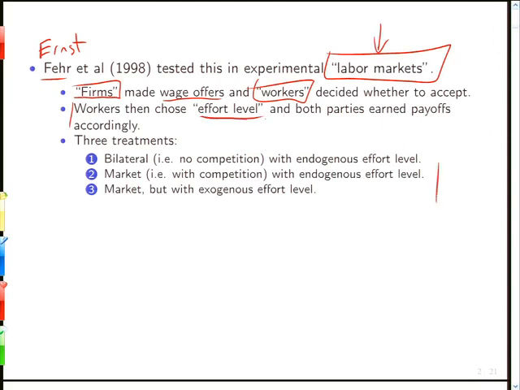And they do these three different treatments. So in the first one, it was just bilateral negotiations. There was no market. People were placed together in pairs. One of them was the firm, one of them was the worker. Okay? So there was no competition. But the effort level was endogenous, meaning that the worker was choosing the effort level as I just described.